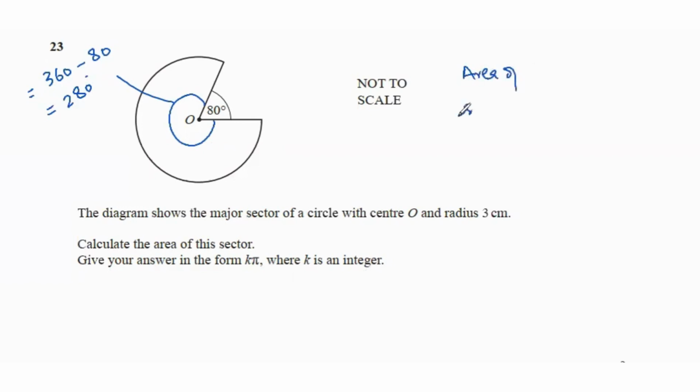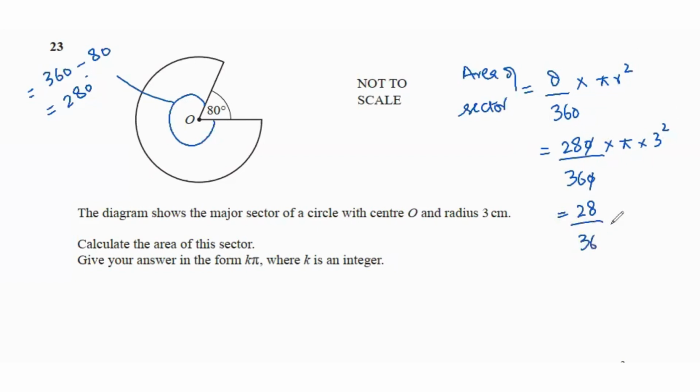area of sector is theta over 360 times pi r square. Theta is going to be 280 over 360 times pi times 3 square. Now, if we solve this, the 0 get cancelled out. 28 over 36 times pi times 9. 9 ones are 9, 9 fours are 36, and 28 divided by 4 is 7. So 7 pi. K is 7.